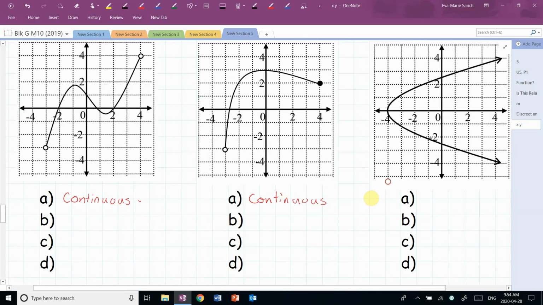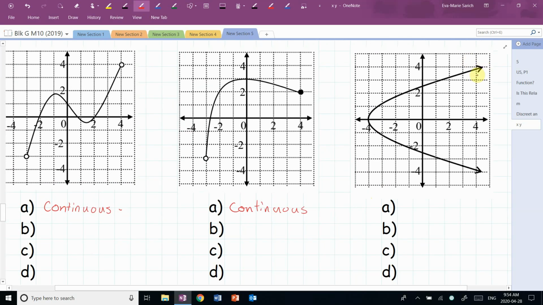And the same thing with the third one. Now, you can have arrows on the ends as long as the ends are not connected together. And the line connecting all the points together means that it's going to be continuous. The second part is to determine the domain. So remember, the domain is the x values.